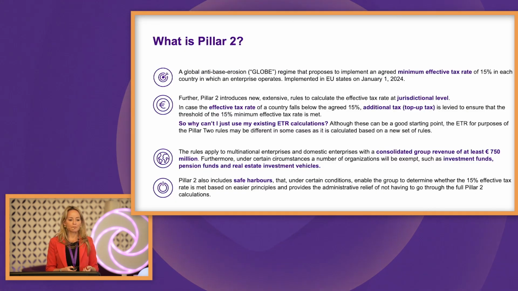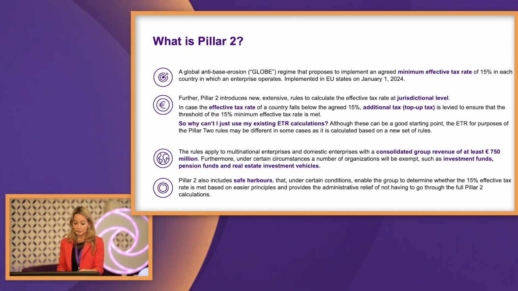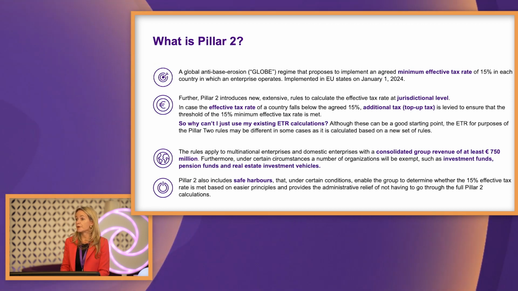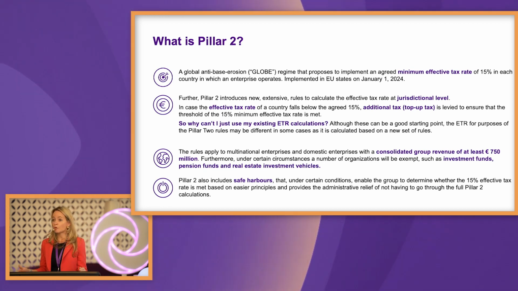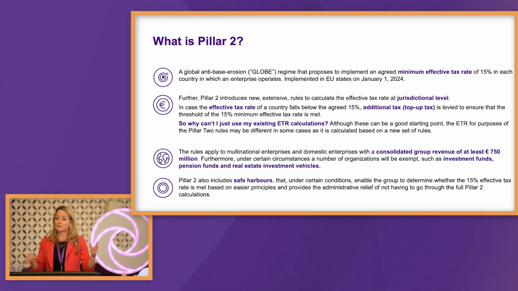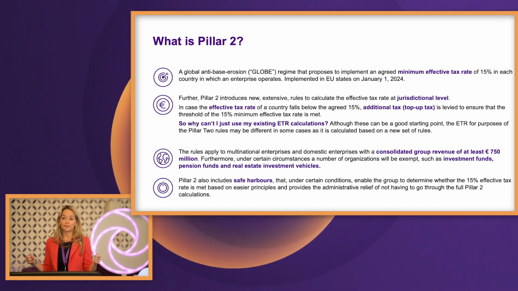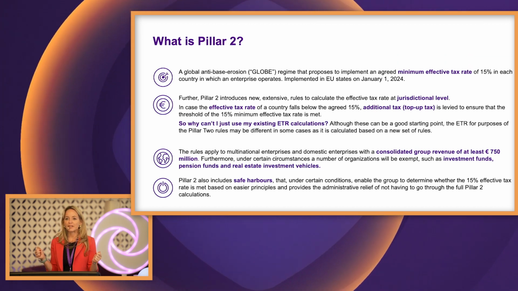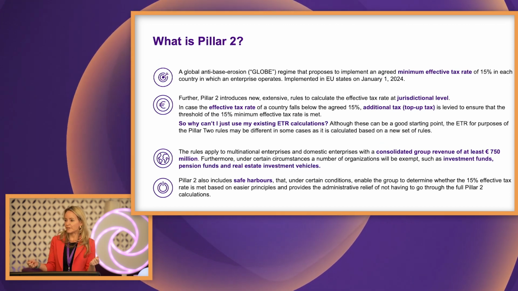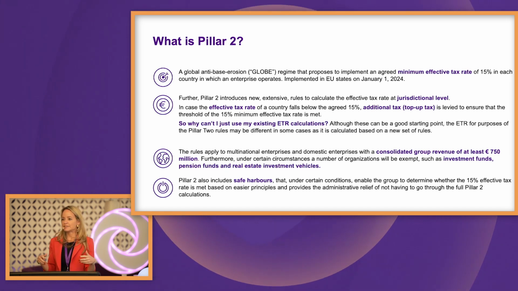Now, let me tell you a little bit more about Pillar 2. So what is the background of Pillar 2? Pillar 2, as most of you know, was introduced in the BEPS project, and it intends to stop the race to the bottom in terms of corporate income tax rates. What we saw happening a lot in the world is countries competing with their attractive corporate income tax rate or other facilities to attract businesses to invest in their countries. And that was basically a thorn in the eye of many tax authorities.